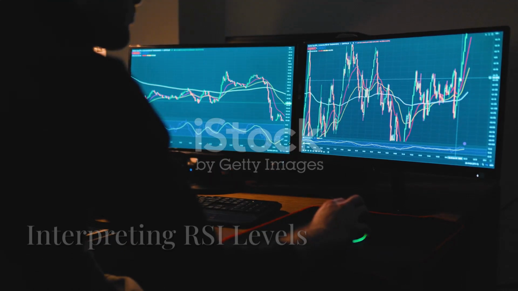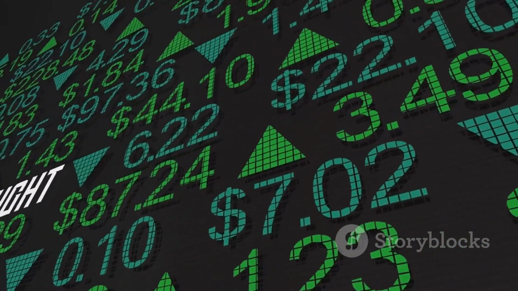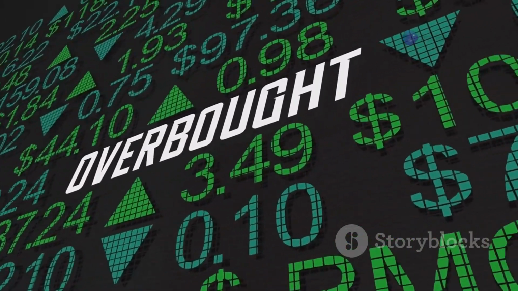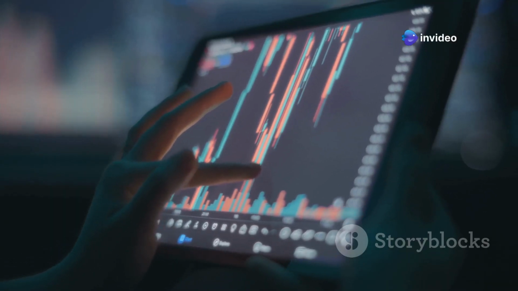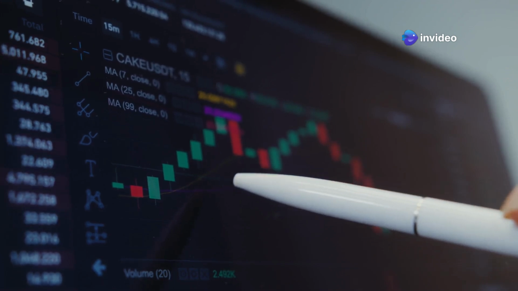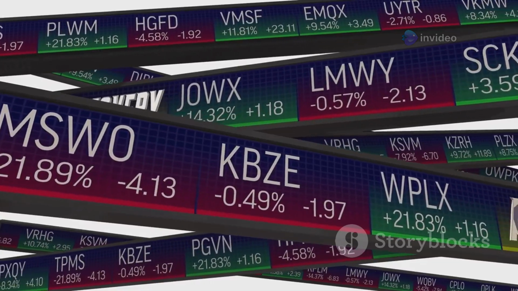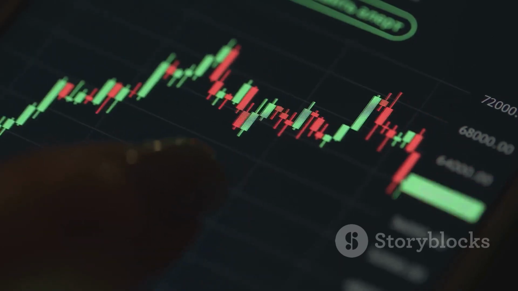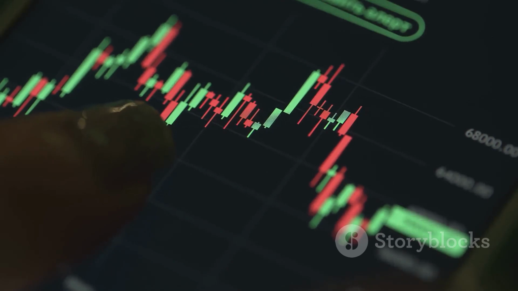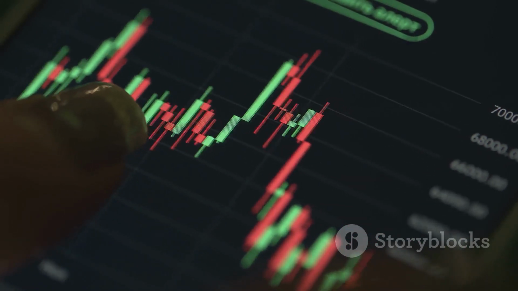Let's interpret RSI levels more closely. RSI above 70: price may have risen too quickly. A reversal or pullback could be near. RSI below 30: price may have dropped too fast. A rebound might be coming. However, during strong trends, RSI can stay overbought or oversold for extended periods. That's why context matters.